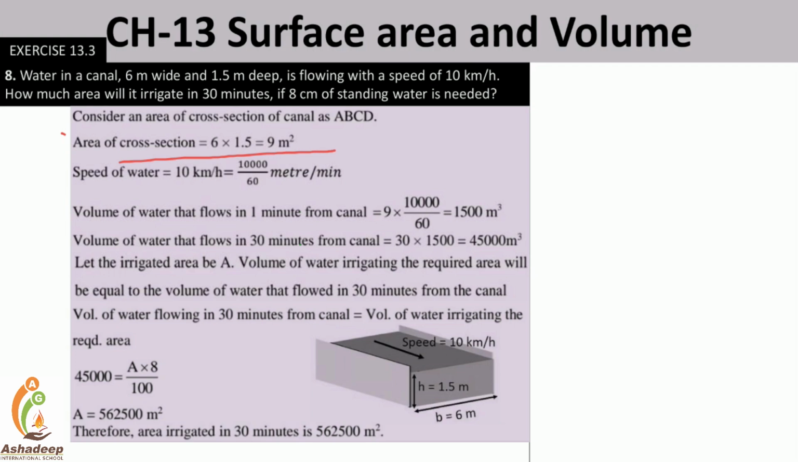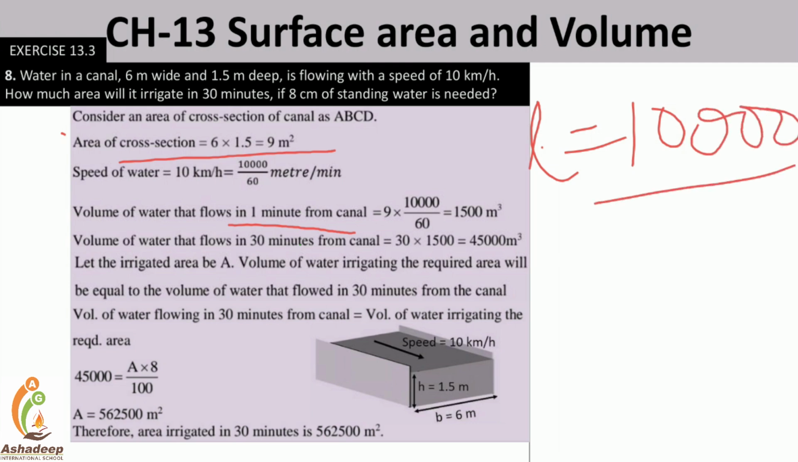Area of the cross section, that is not required right now. So now this thing is important. The volume of water flows. See here, the distance, means L, is 10 kilometers per hour. So kilometer is going to be meter: 10,000 meters per hour, converted to minutes because here the one unit is in minutes. So divided by 60. So that is 10,000 by 60.